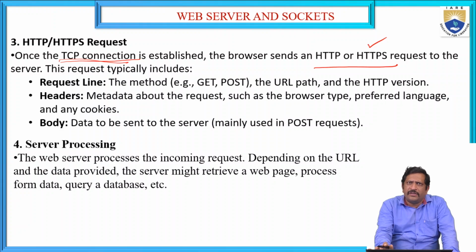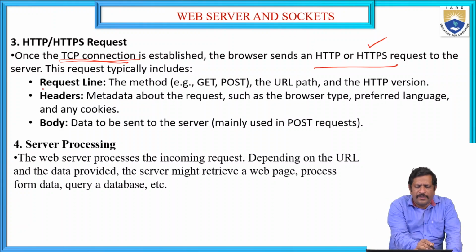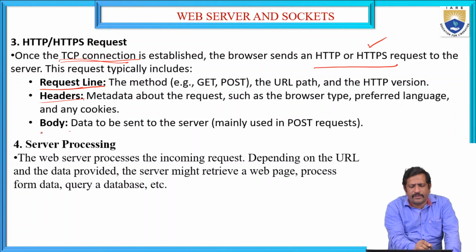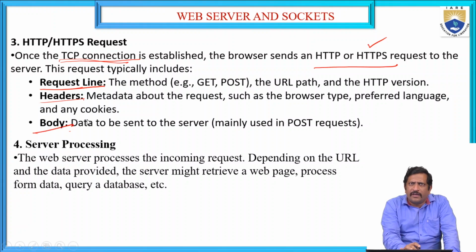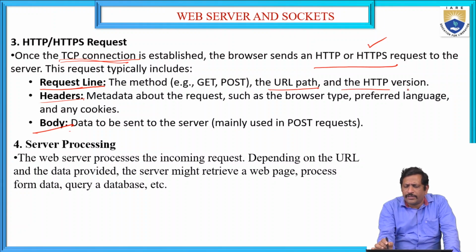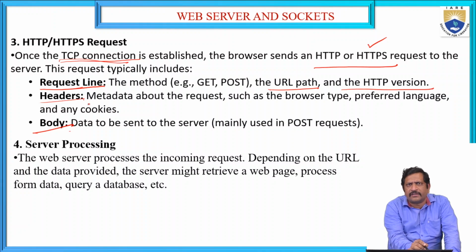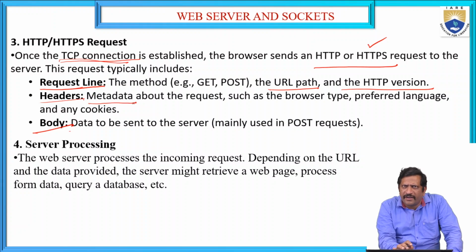it includes the request line, headers and body. So that means the request line has the method, for example GET or POST, the URL path, and the HTTP version. Here is the header. Header means data about data, that is, metadata.